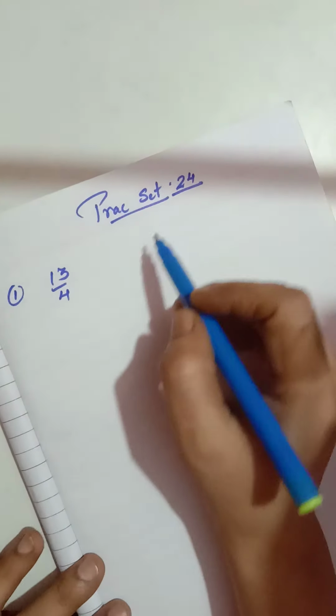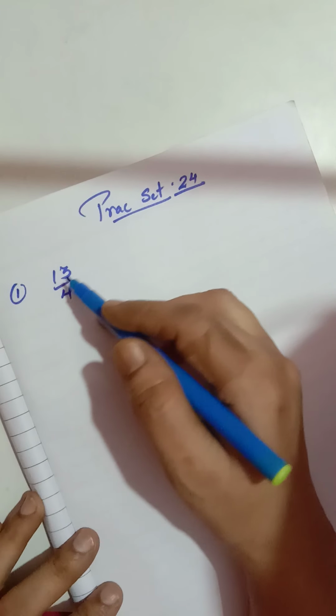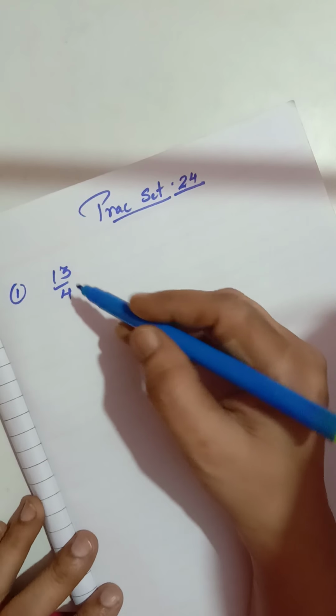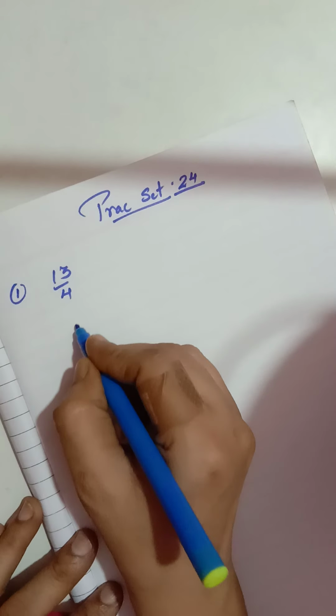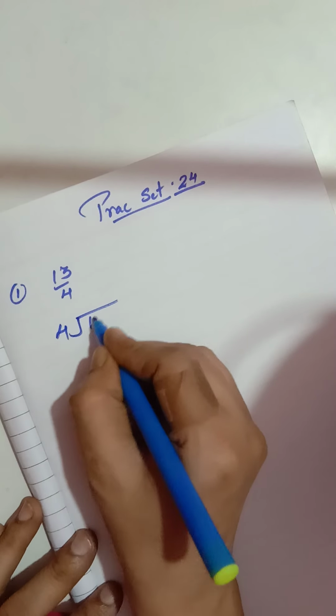So children, let's start with practice set 24. First question, convert into decimal form. Write the following numbers in decimal form. First one is 13 upon 4, right? So let us start, this 4, and this is your 13.